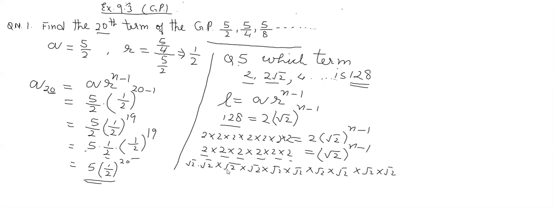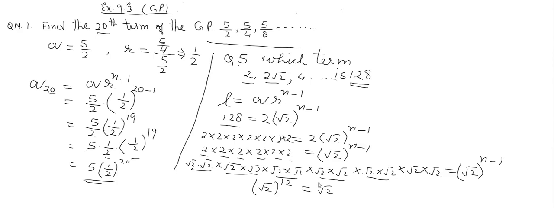This is the arrangement: first 2, second, third, fourth, fifth, finally sixth. Root 2 into root 2 and so on is equal to root 2 raised to the power n minus 1. How many root 2 are here? 12. So we can write here root 2 raised to the power 12 is equal to root 2 raised to the power n minus 1.